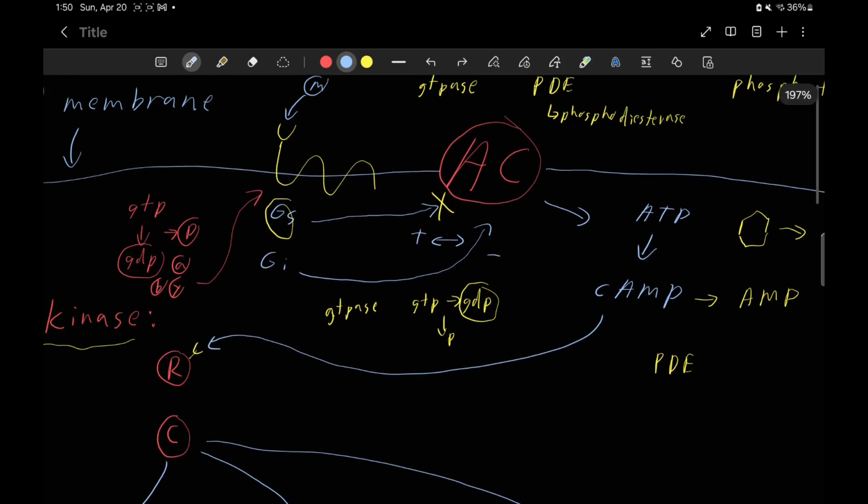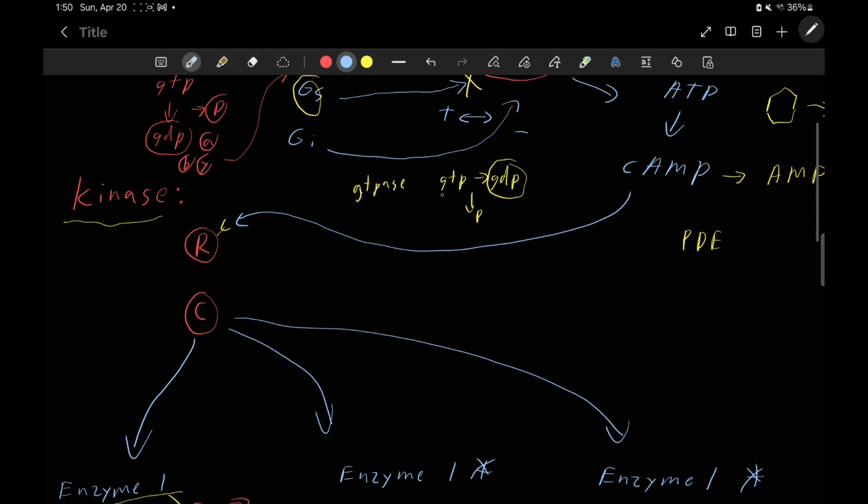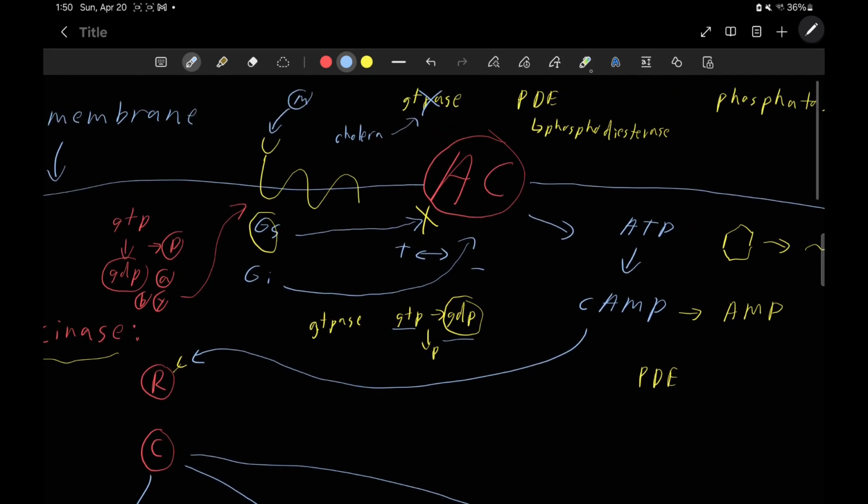For example, there is a disease called cholera, which inhibits GTPase. So GTPase is not able to turn GTP into GDP and terminate G proteins. And because of this, adenylyl cyclase makes an excessive amount of cAMP, which has negative implications. In a future episode, we'll take a look at cholera and figure out why this excess production of cAMP is so dangerous and how we can treat this disease.